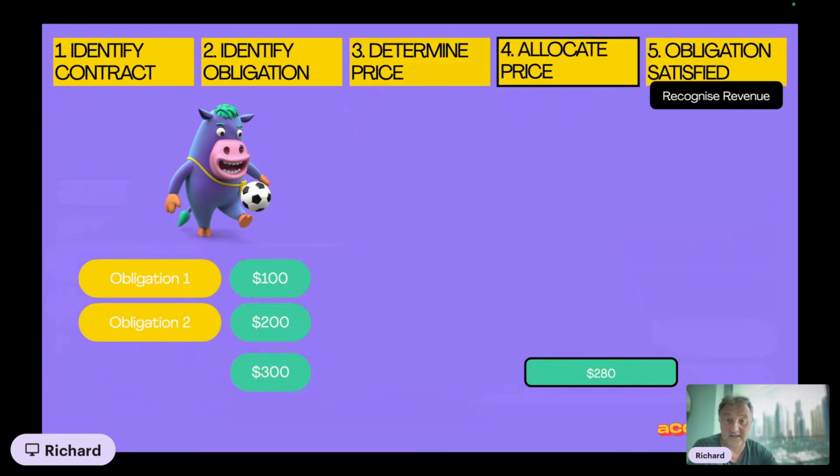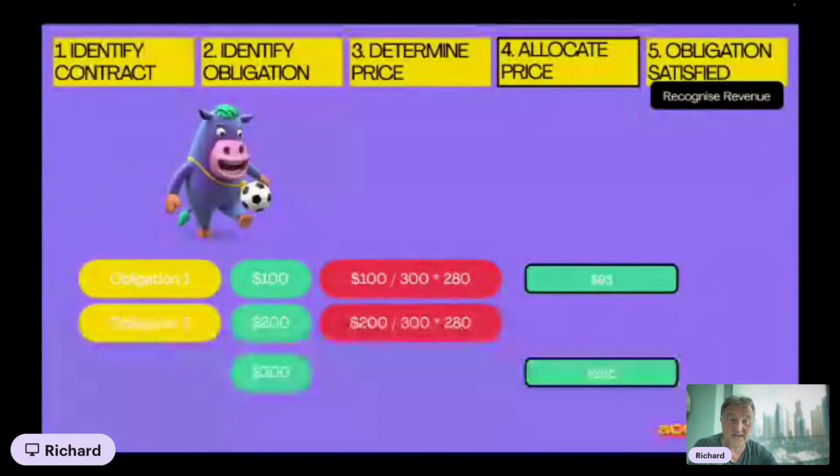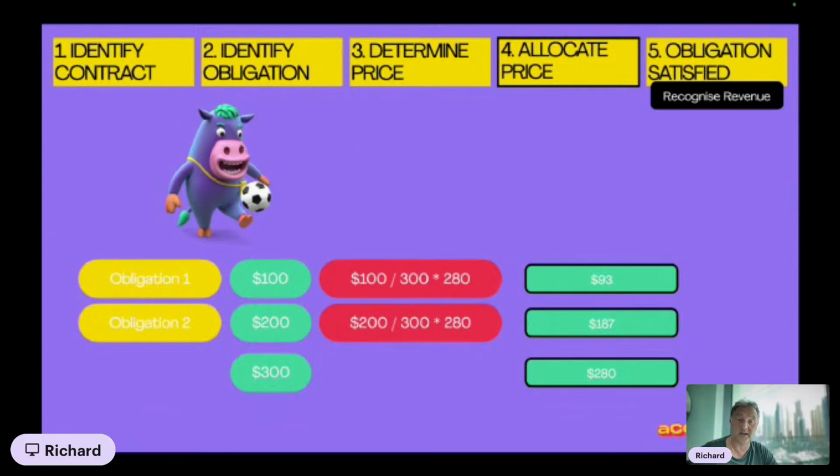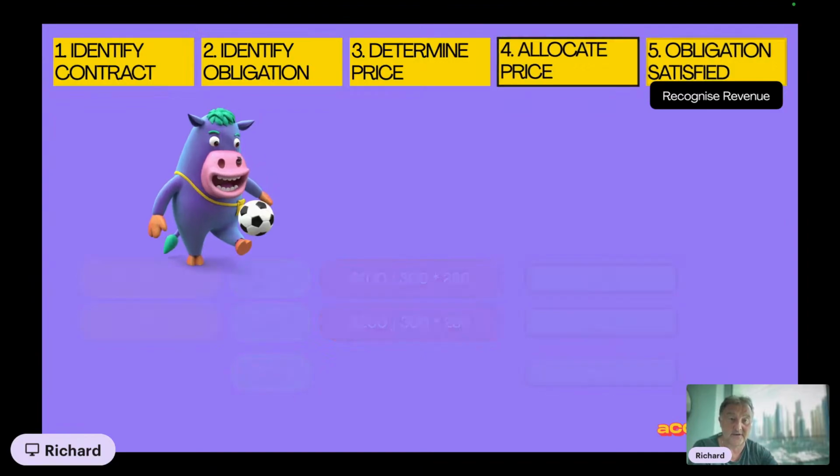Well, the 100 is 1/3, isn't it? So it gets 1/3 of the 280, and the 200 is 2/3 of the 300. So times that by 280, and there you go. You've now allocated 93 to obligation number 1, 187 to obligation number 2. And that's what you'll put into revenue. So you debit cash 280, credit sales when you sell obligation 1 with 93, credit sales with obligation number 2 when you transfer it at 187.